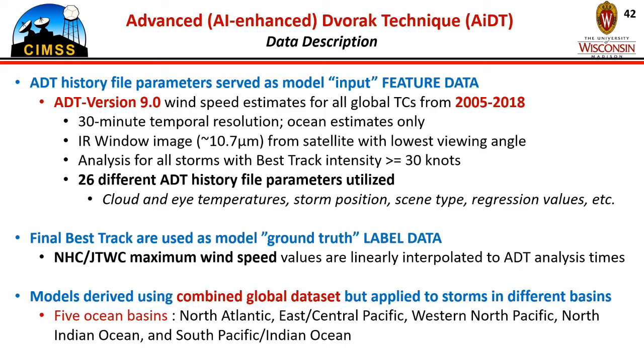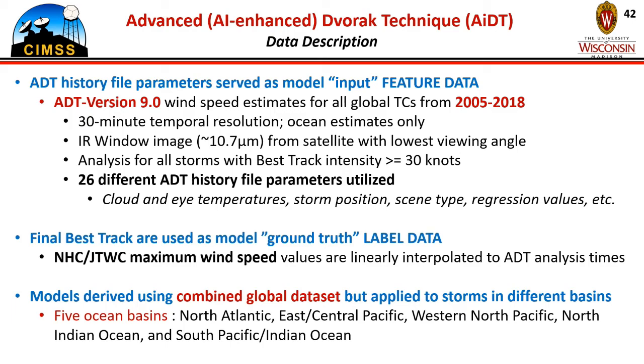So we examined various ADT output history file parameters from all global storms from 2005 to 2018 at a 30-minute resolution. These values are called features in machine learning analysis, and the final best track maximum wind speed estimates were utilized as a ground truth. These are also called label data in the machine learning world.